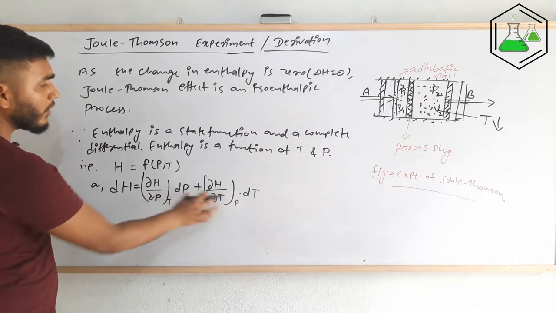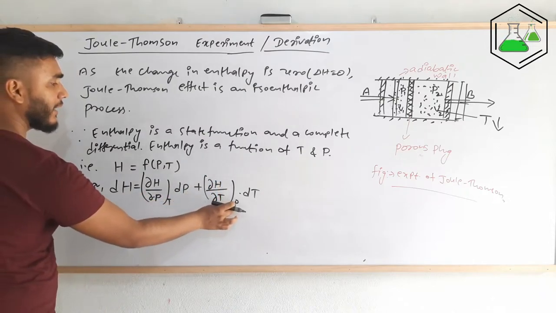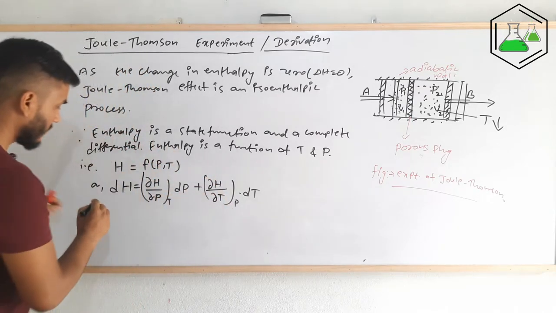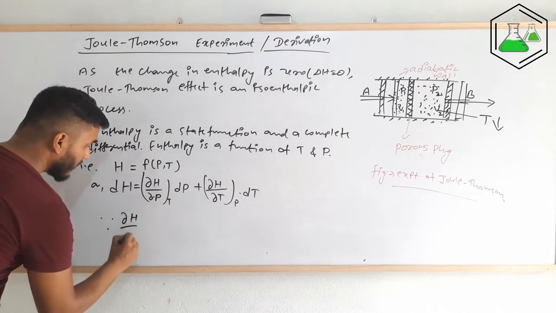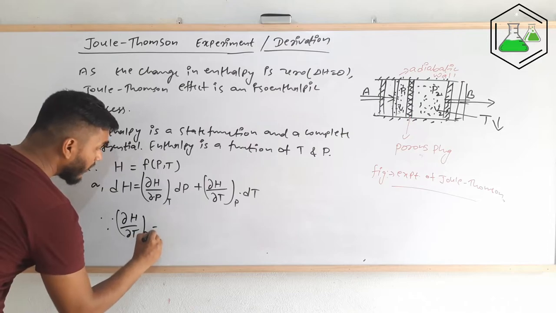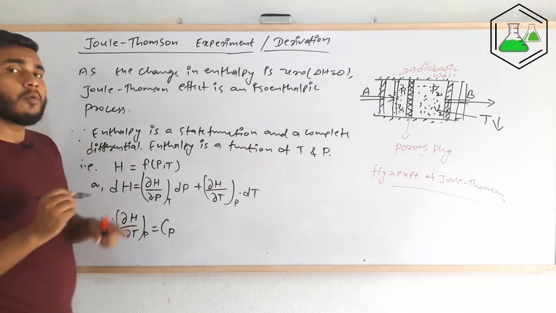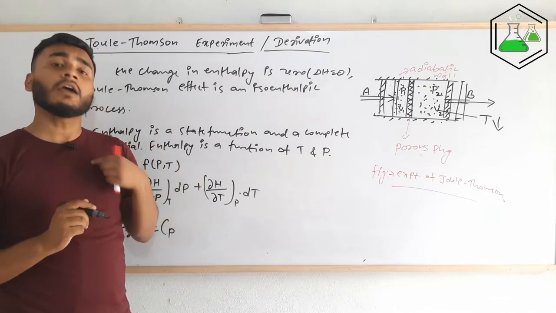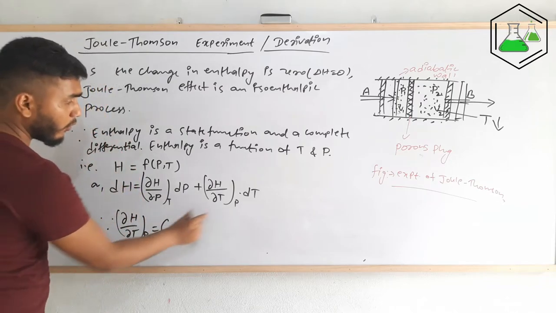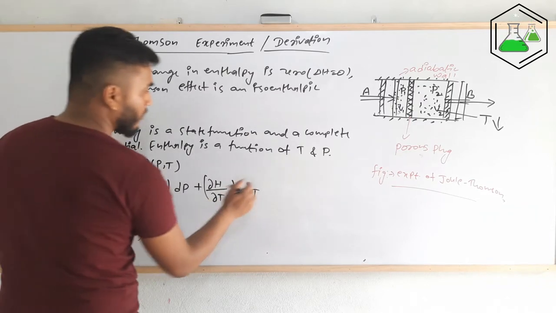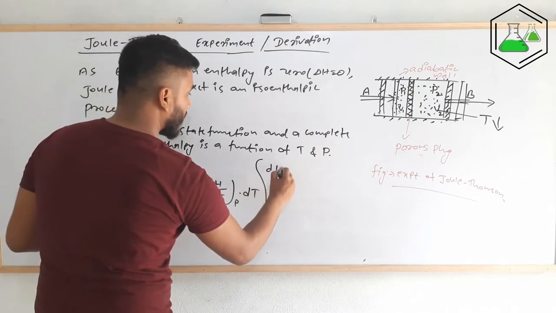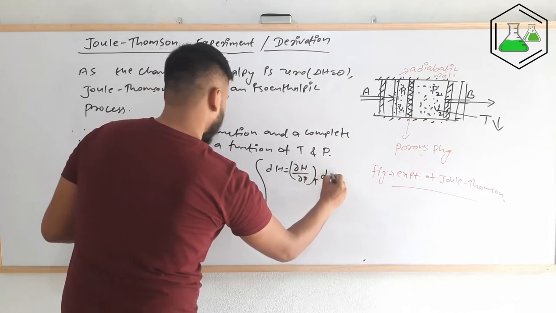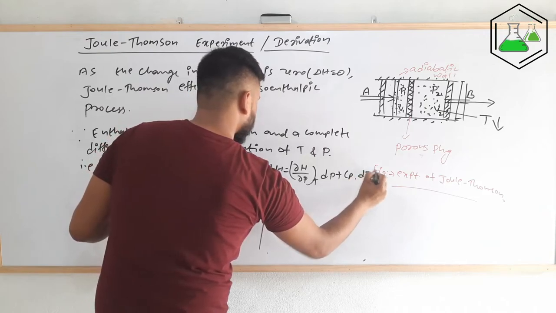Okay. Now here, what do we see? There is a term del H by del T at constant P. Now try to remember, we have already seen this term in a previous video. Del H by del T at P is called Cp. Cp means molar heat capacity at constant pressure. I have already made a video about that as well. Please go and watch that video. So this whole quantity is called Cp. So in this place we can write that. So this becomes dH equals del H by del P at T into dP plus Cp into dT, right?